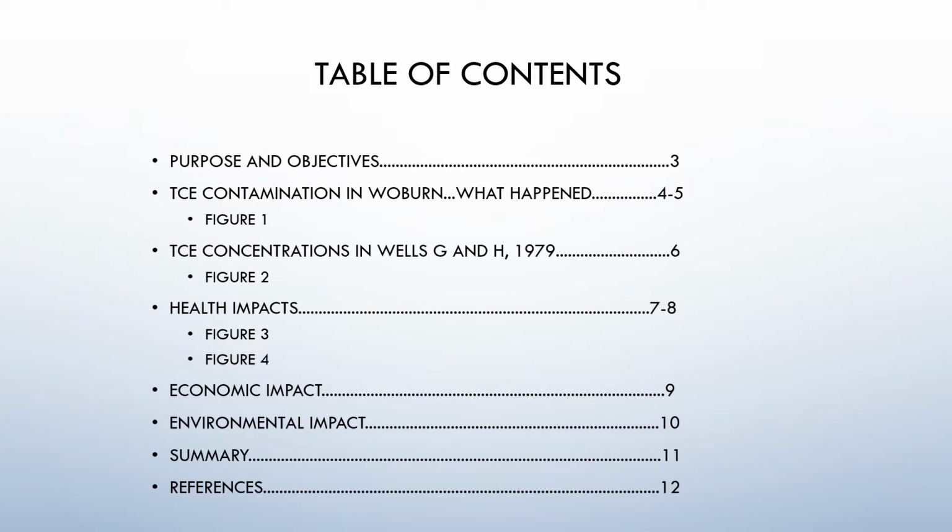So to begin, I will start with the purpose and objectives, followed by what happened in Woburn, followed by the TCE concentrations in wells G and H, followed by the health impact, economic impact, environmental impact, and then provide a summary and references. So let's get started.